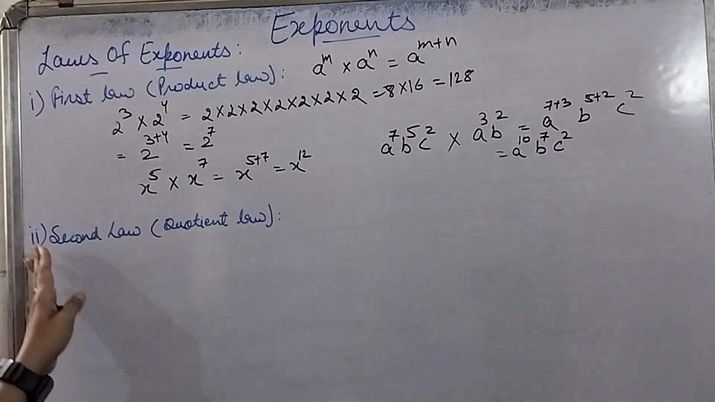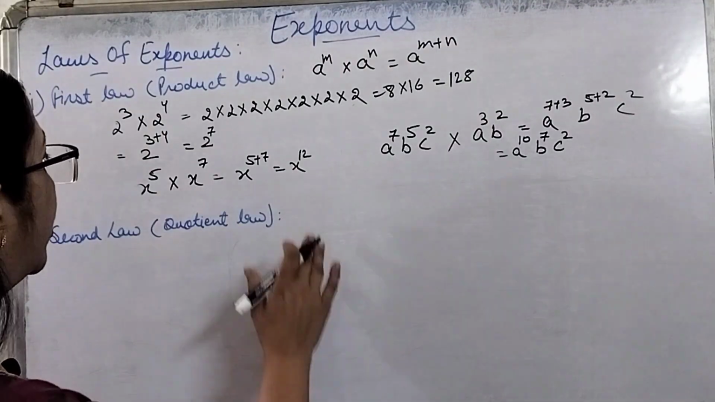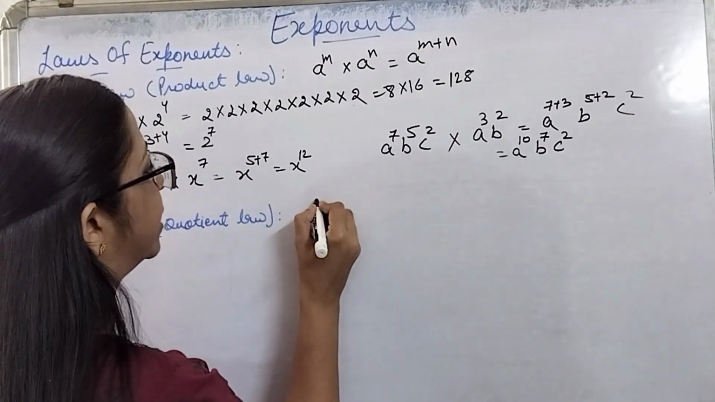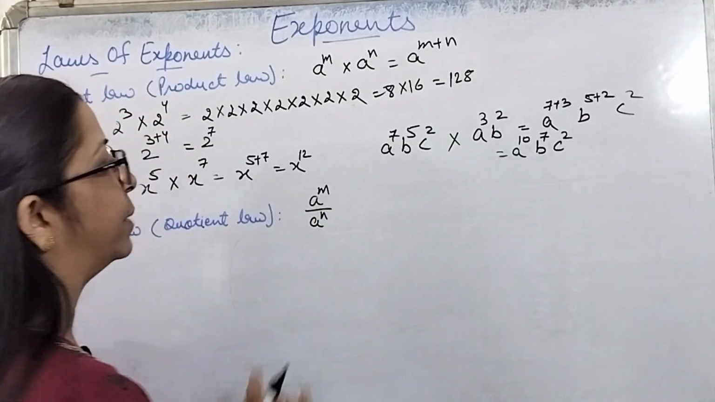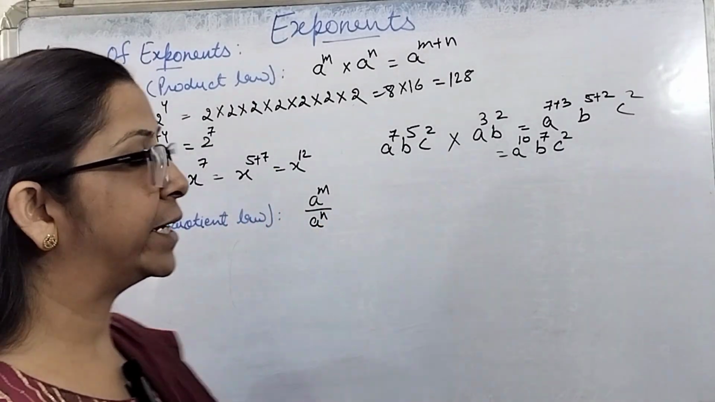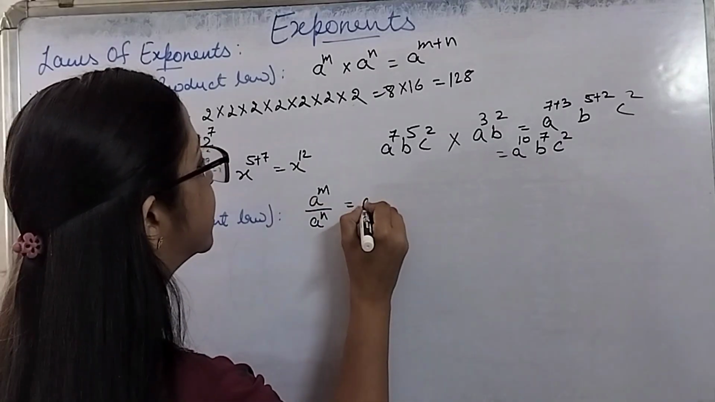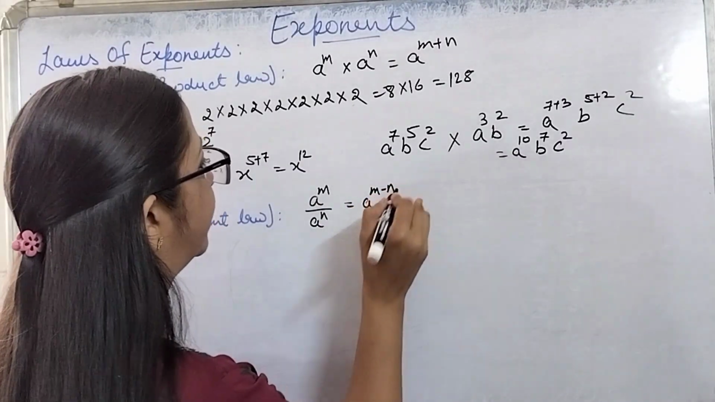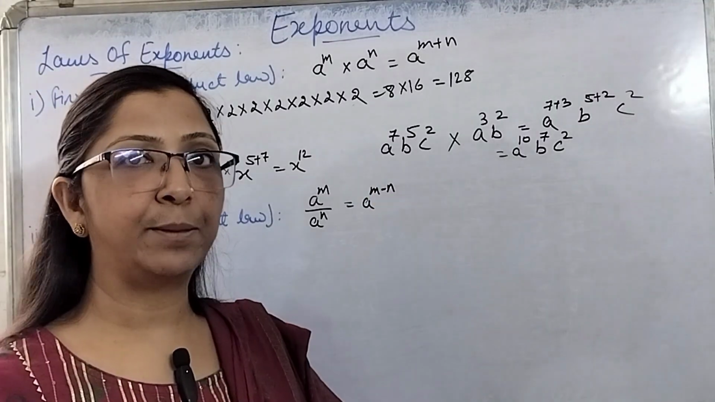Now the second law of exponents is also known as the quotient law. According to the quotient law, if there is a number a raised to the power m and another number a raised to the power n, and we have to divide these two numbers, the powers will be subtracted and the base will remain the same. Base will remain same and powers will be subtracted.